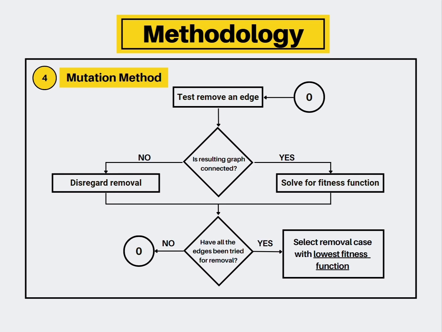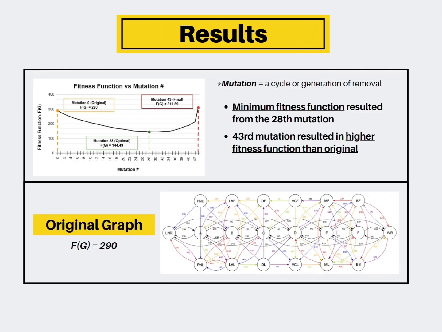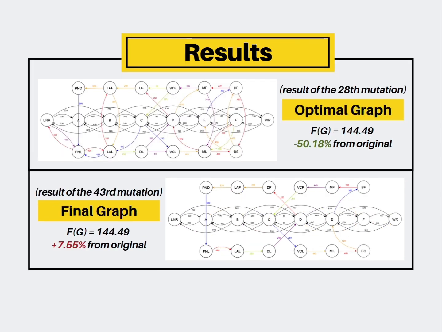Afterwards, we implemented the process of edge removal using the mutation method. The steps of this method can be seen in the flowchart. Each mutation resulted in smaller f of g until the 28th mutation. The original graph had an f of g of 290, while the optimal graph had 144.49. After that, it increased until the graph got disconnected after the 43rd mutation, resulting in a higher f of g than the original, with the final graph having an f of g of 311.89.